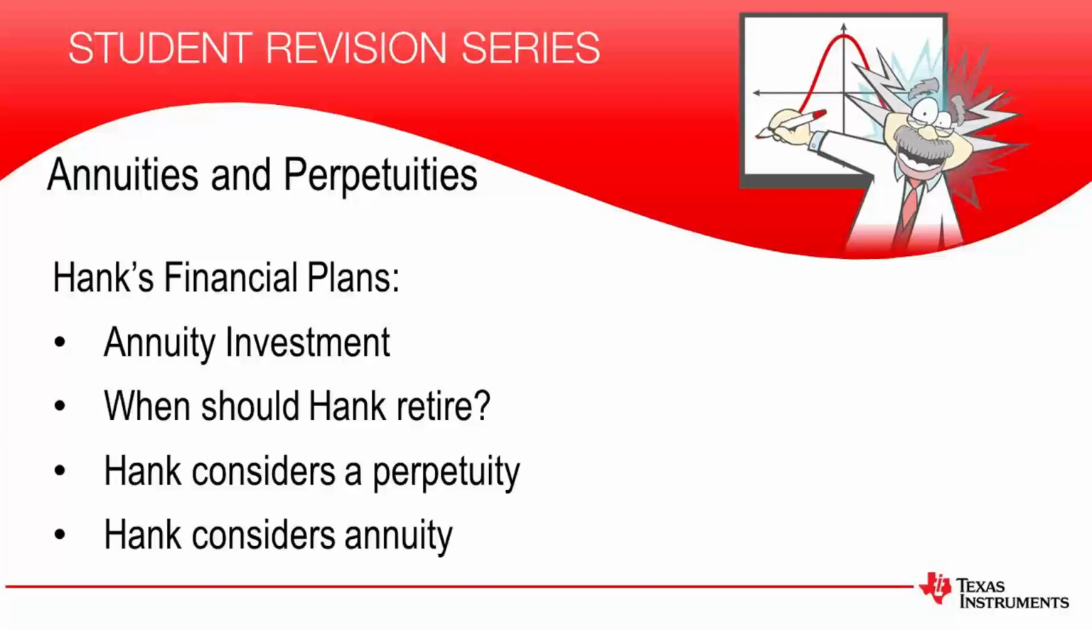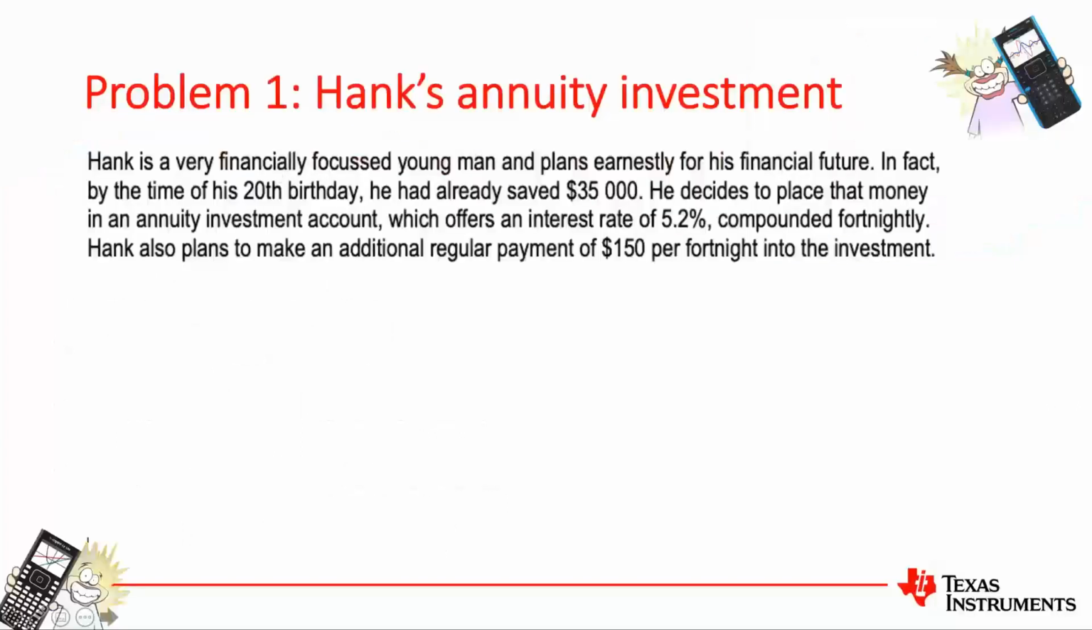So in problem one, we outline that Hank is a very financially focused young man, and by the time he's 20, he's already saved $35,000. And planning for the future, and in fact planning for retirement a long way ahead, he decides to put that money in an annuity investment account, which gives 5.2% compounded fortnightly. And as well as that $35,000, he decides he'll put in another $150 every fortnight into that investment.